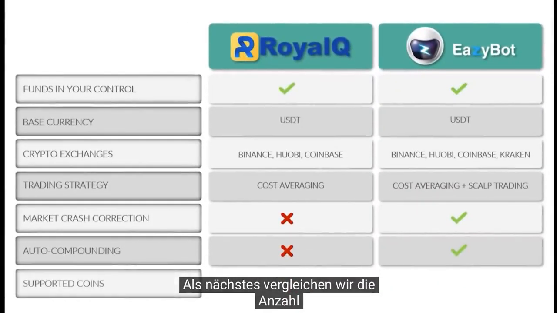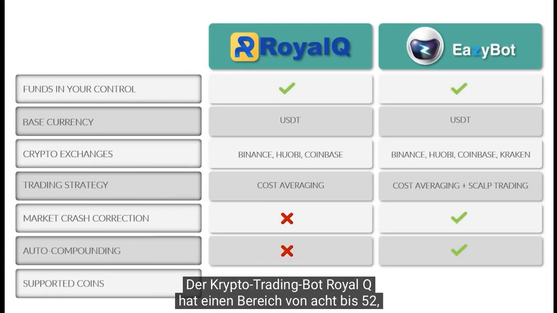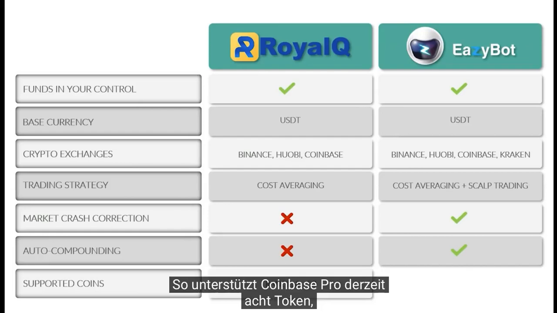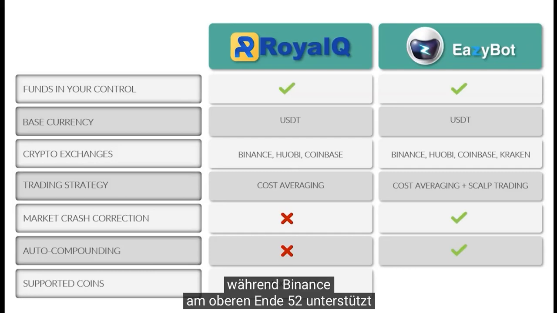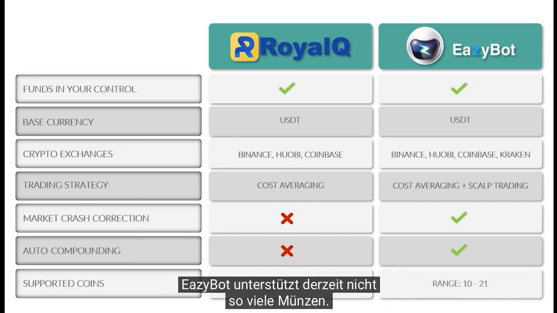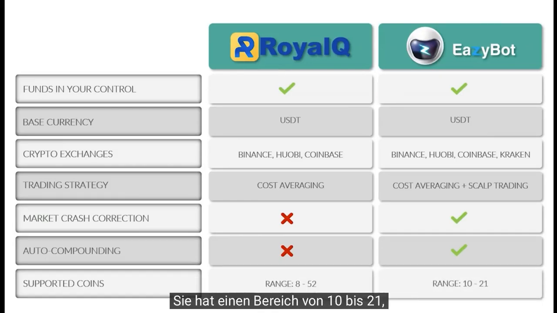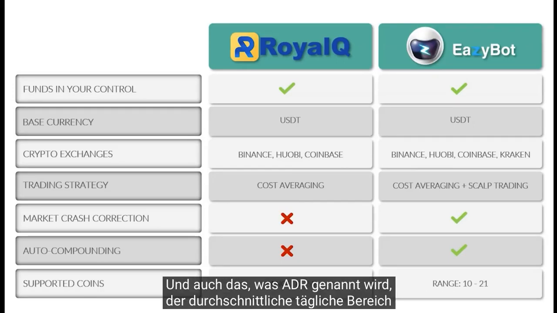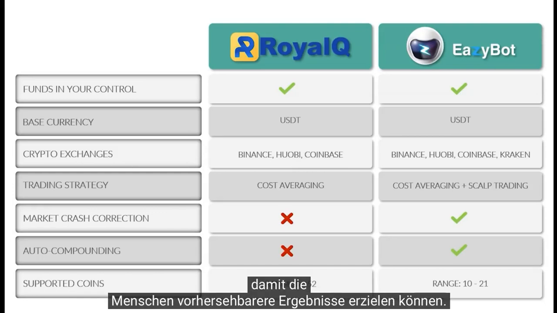Next, let's compare the amount of crypto coins that's currently supported. The RoyalQ crypto trading bot has a range from 8 to 52, and that range is dependent on which crypto exchange you're using. So Coinbase Pro currently supports 8 tokens, whereas Binance supports 52 on the high end, and Huobi's in the middle with 49. Eazybot does not currently support as many coins. It has a range from 10 to 21, but they're more carefully hand-picked and selected for stability, the volatility and overall predictability of those particular coins, and also what's called ADR, the average daily range that they tend to move within, so that people can get more predictable results.